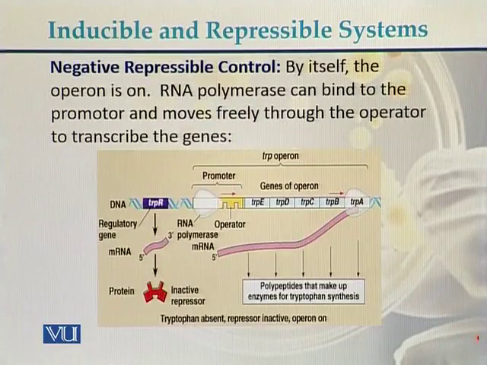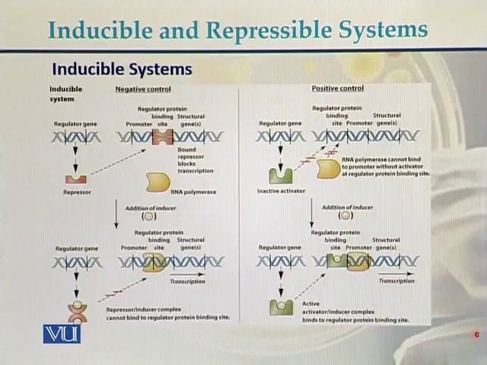Negative repressible systems. In the case of a negative repressible system, the repressor is inactive. When it is inactive, it cannot bind with the operator, so the polypeptides or the messenger RNA can be produced. So when the repressor is inactive, it will not bind to the operator, so the operon is on and it can produce messenger RNA.